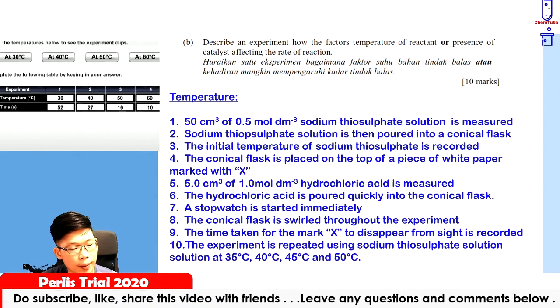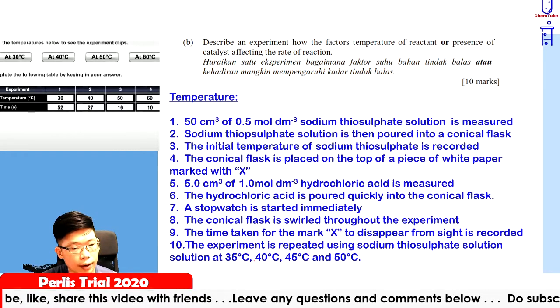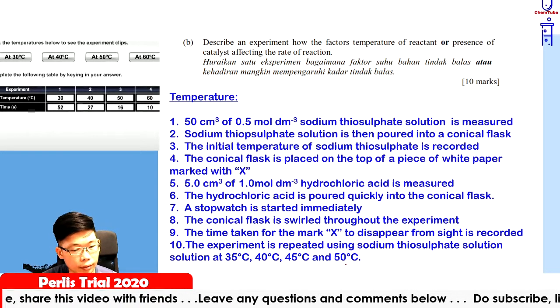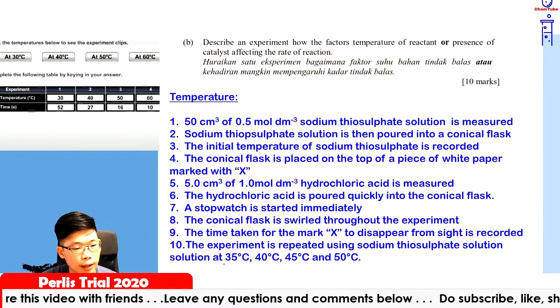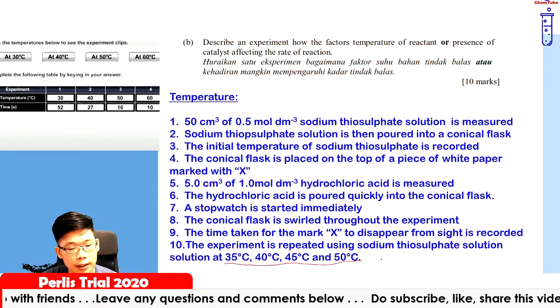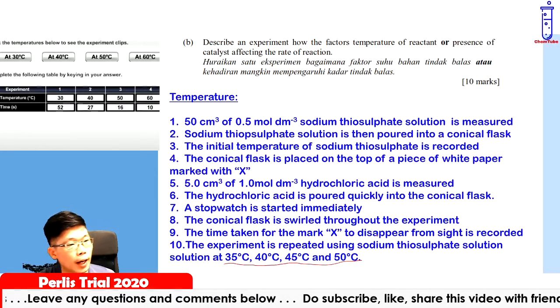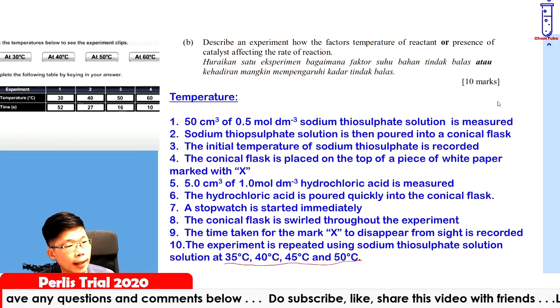Then the experiment is repeated using the sodium thiosulfate solution at 35, 40, 45, and 50 degrees Celsius. So the temperatures you have to list out. Don't just write different temperature. So how about another one, the catalyst factor.